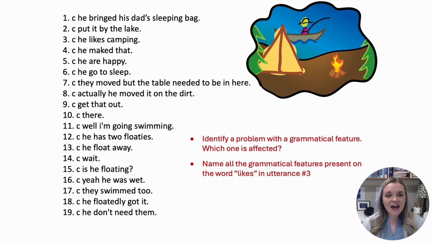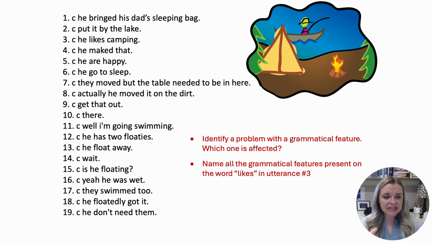You could look at number 5, "he are happy." Now remember, "are" is a to-be verb: is, are, am, was, were, right? And the correct version would be "he is happy." So "are" and "is" are both present tense, so that's not a tense issue, but it could be a person issue where it should have been "he is." The "is" should have gone with the third person "he." So that's something that you could say as well.